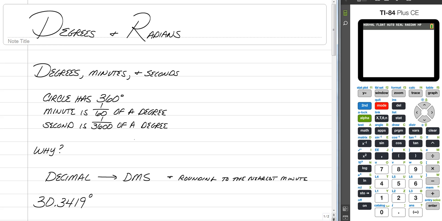And with degrees, we're actually going to talk about rounding all the way out to degrees, minutes, and seconds. And radians, we're going to introduce you to and talk to you a little about where they come from and how you convert between both of them.